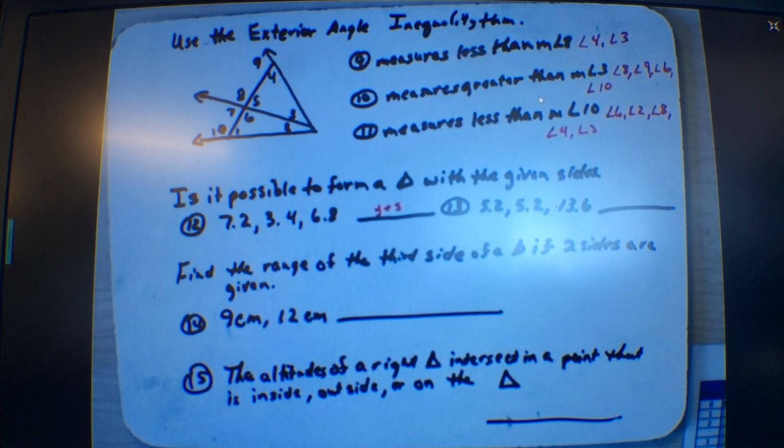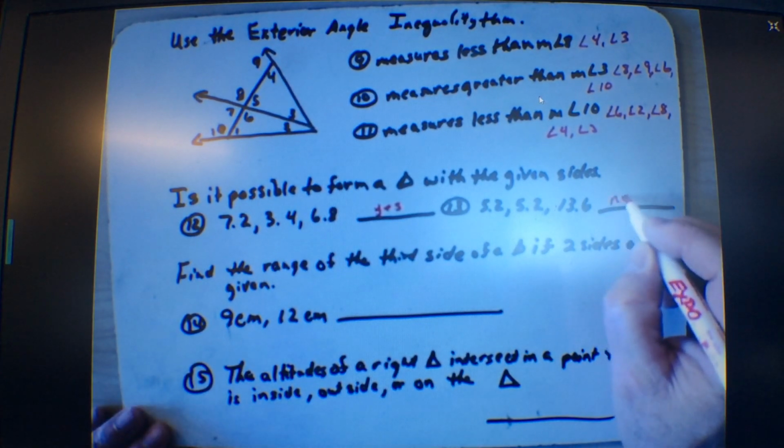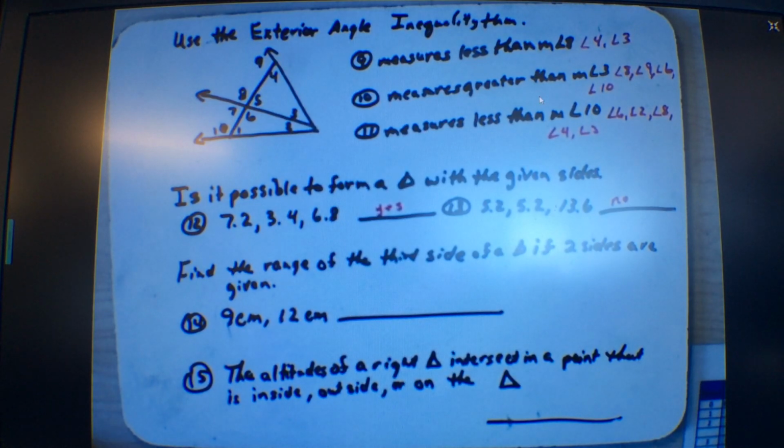No. Why? Because 5.2 plus 5.2 is less than 13.6. All right. You have to explain why. I think it's just a yes or no. But you know how to explain why, you just did it, okay.